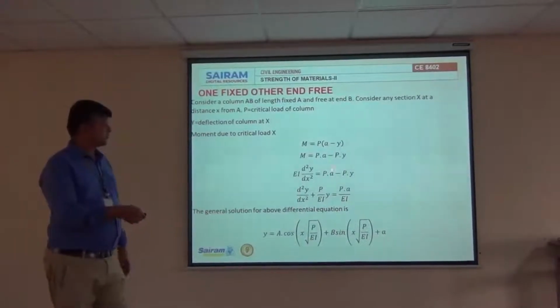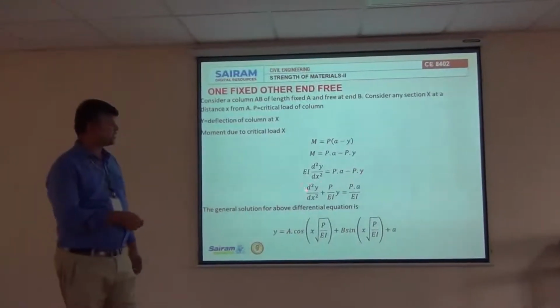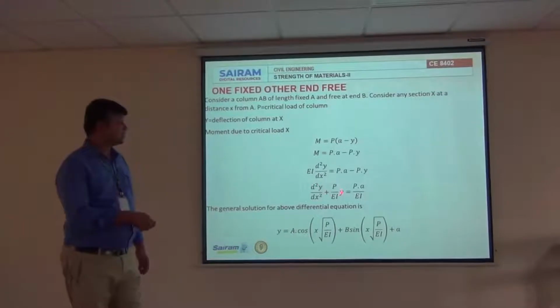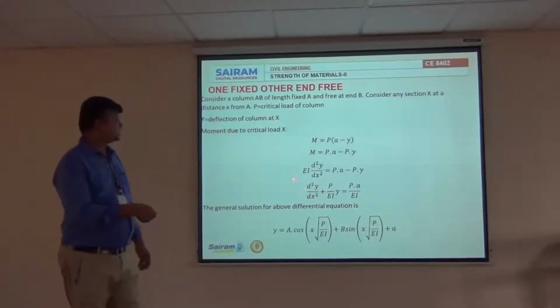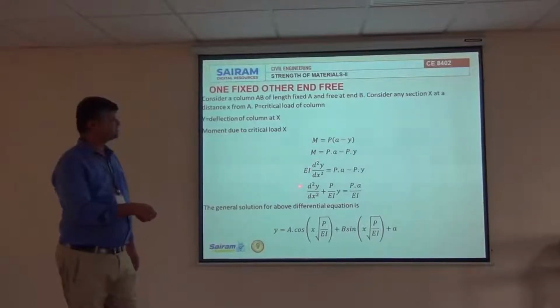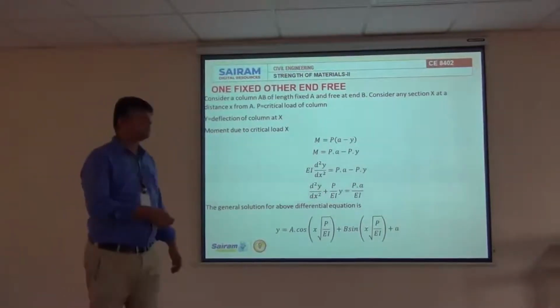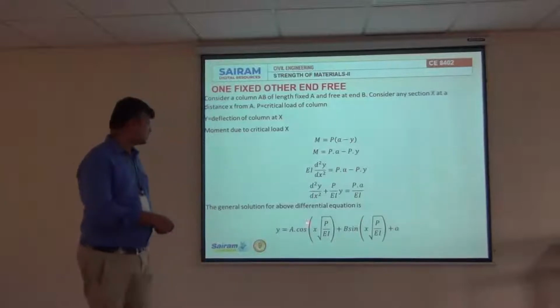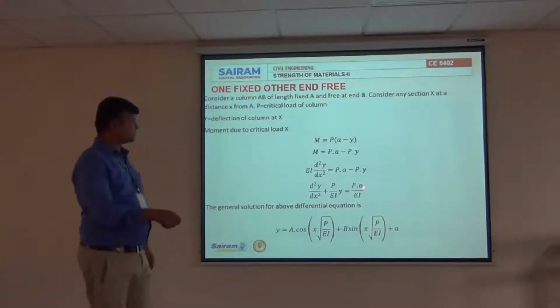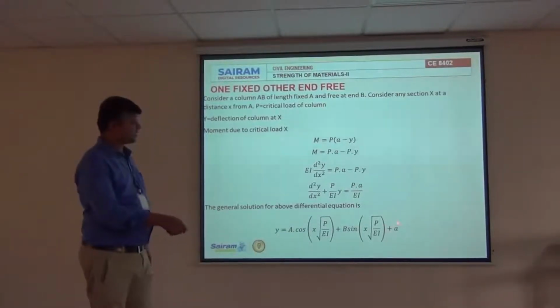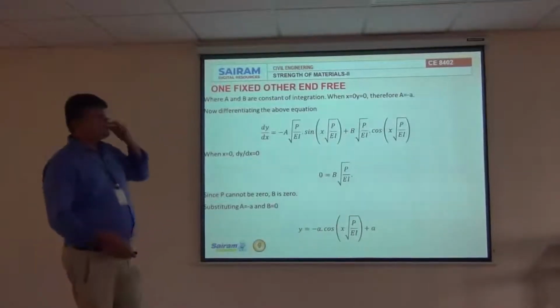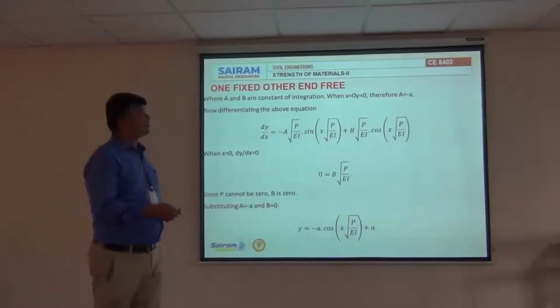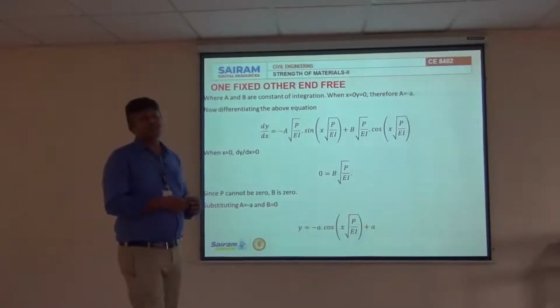We are bringing this minus P into y to the other side. So d squared y by dx squared plus P by EI into y equals P a by EI. This equation we are dividing by EI. The general solution for the above differential equation is this. The extra term is the a that we are adding in the next slide. A and B are the constants of integration. By applying the end conditions, we can find the values of A as well as B.